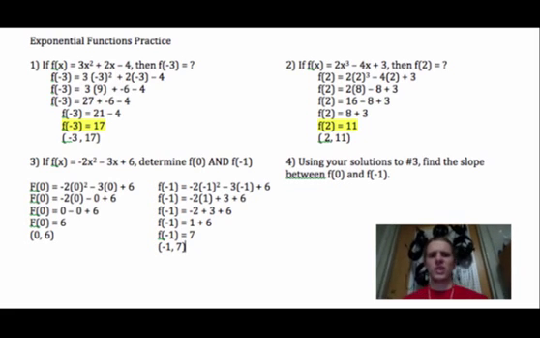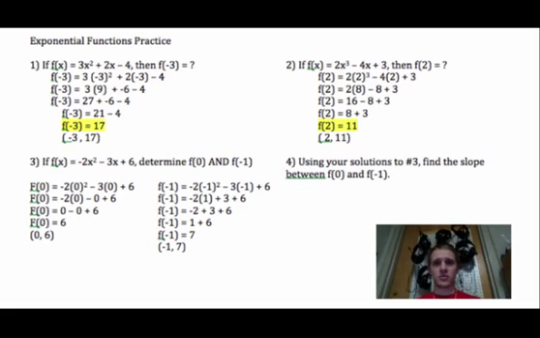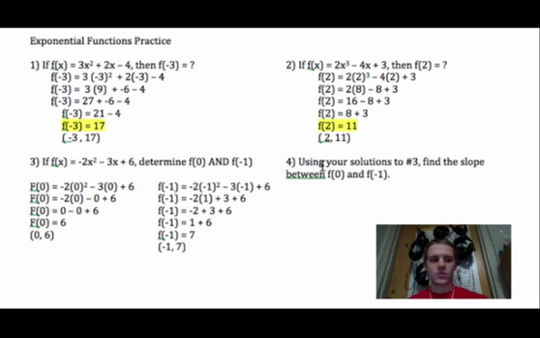Alright, so we have solved a few of these exponential functions. 1, 2, and 3. We've solved 4 total so far. Moving on to number 4. Using your solutions to number 3. So this last problem we did, we've got two solutions here. One when x equals 0, one when x equals -1.